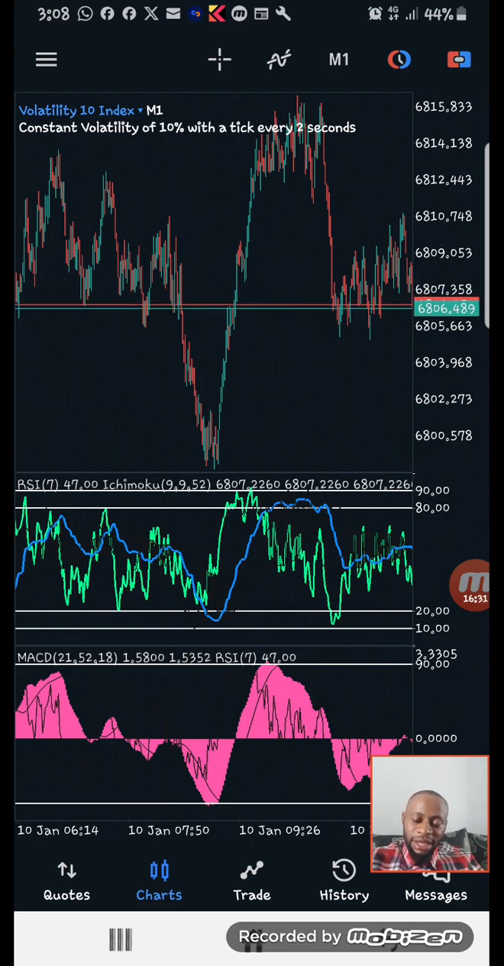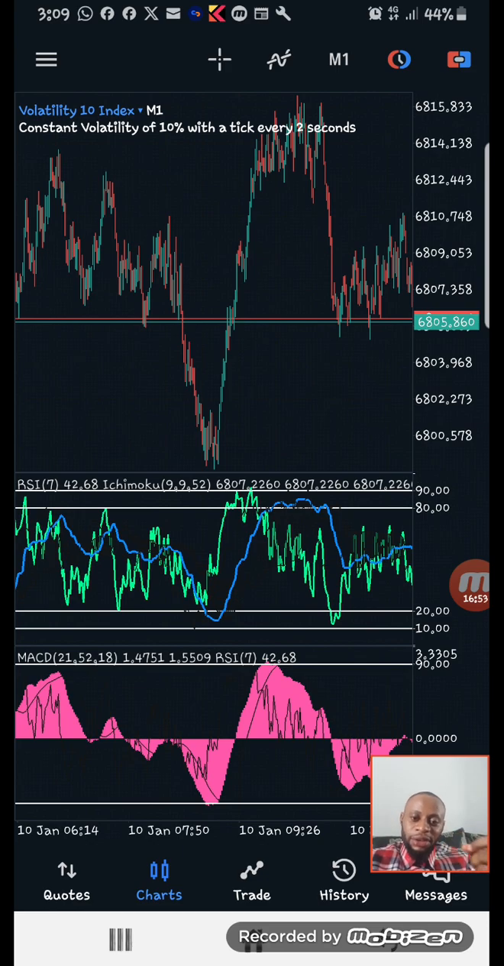The primary or basic indicator to always watch out for is the MACD. MACD is the basic and the primary indicator to always watch out for, which is this one, the one colored pink. That's the basic or priority major indicator to always look out for.